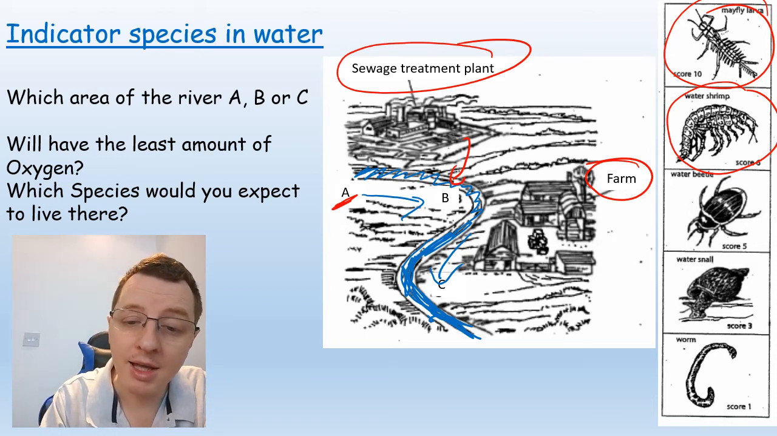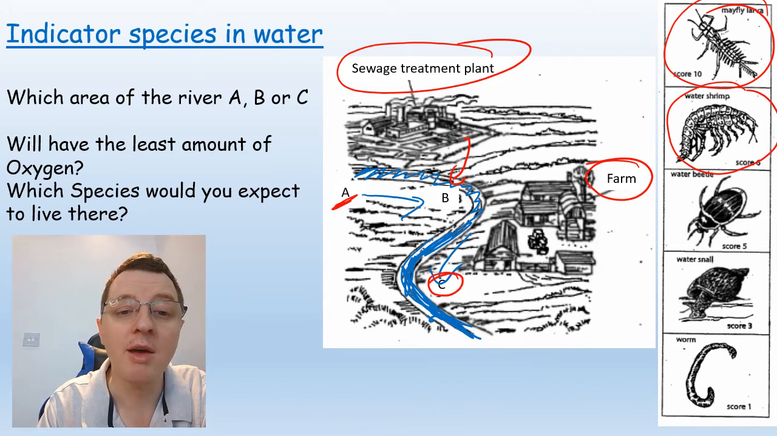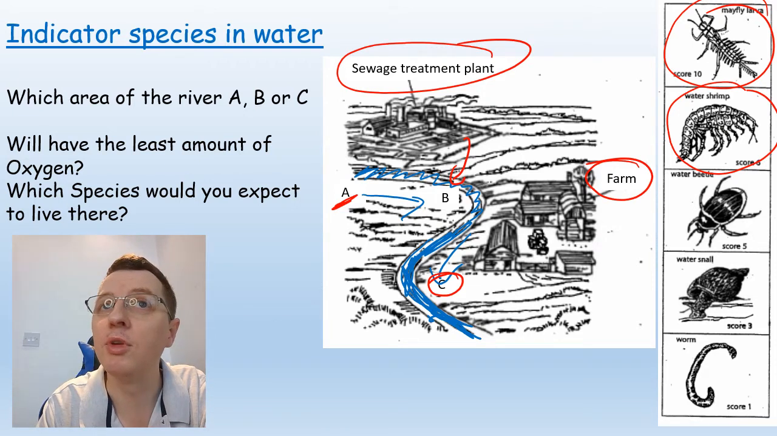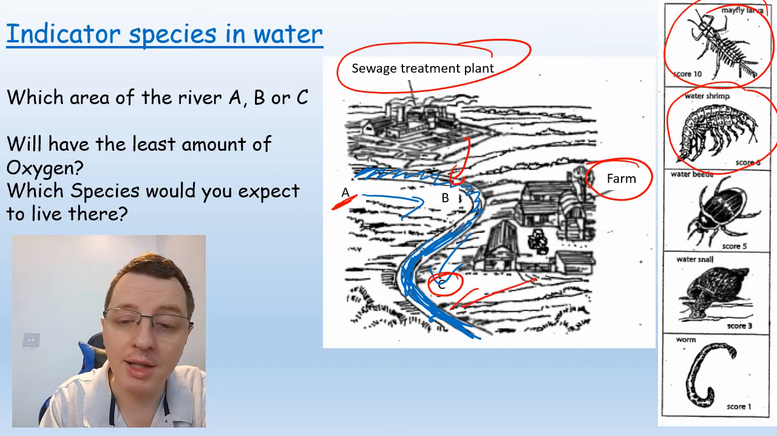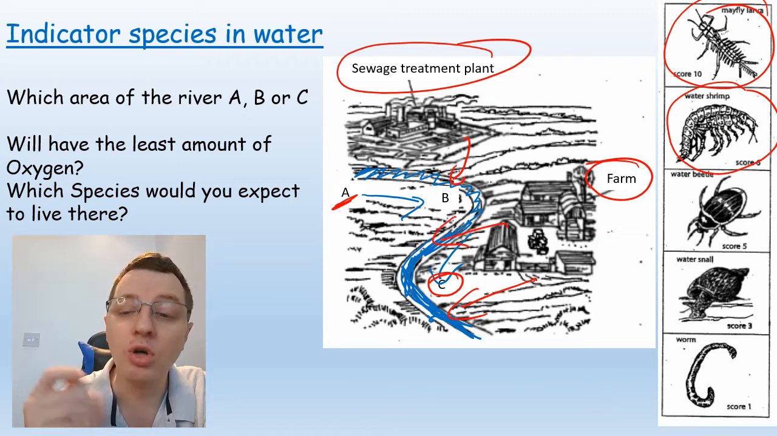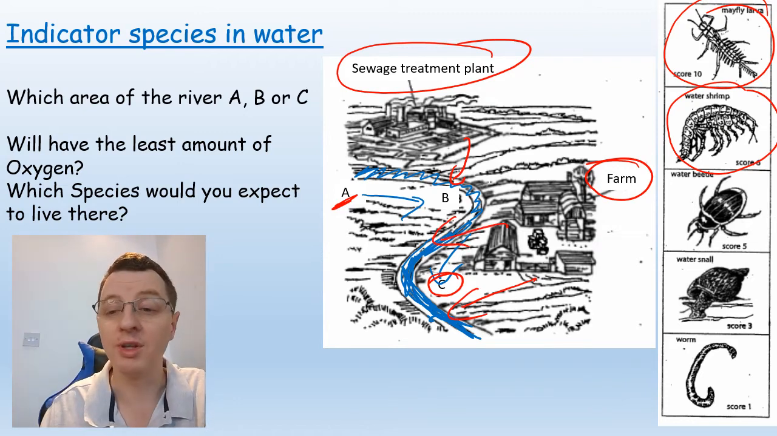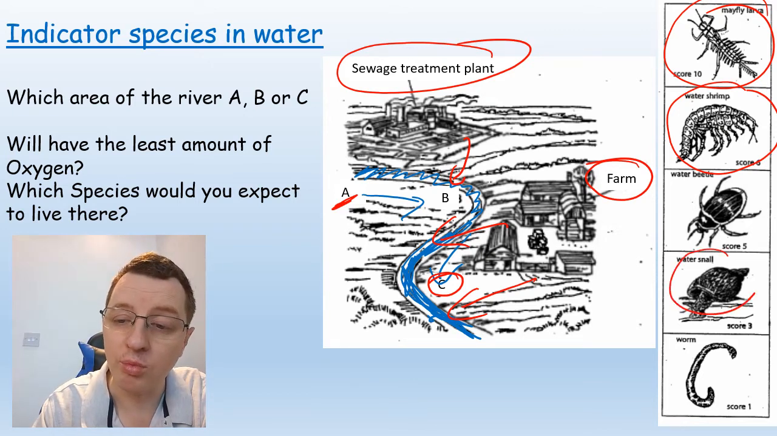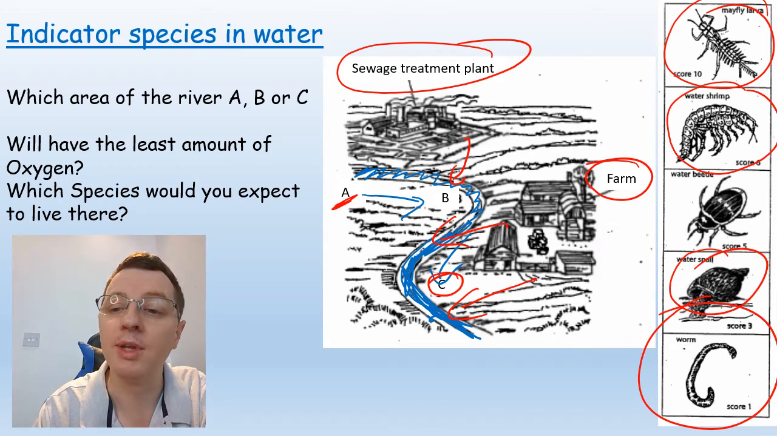But actually it's area C after the farm where we would expect to see the biggest decrease in oxygen, because all the fertilizers that the farm is using will often be leached directly into the river system, causing eutrophication, causing a decrease in oxygen within the water system. So in most cases we'd expect to see lots of water snails and lots of bloodworms down here.